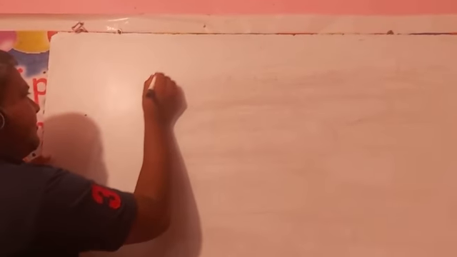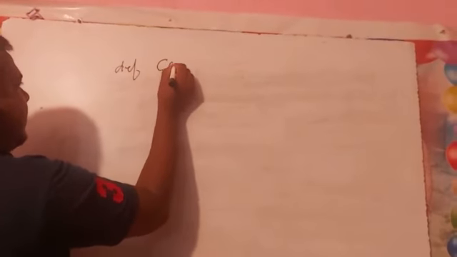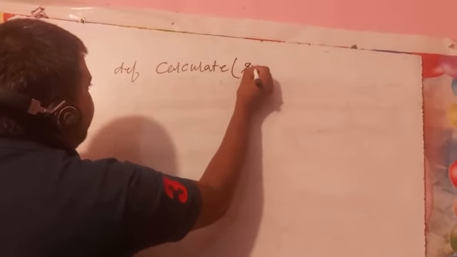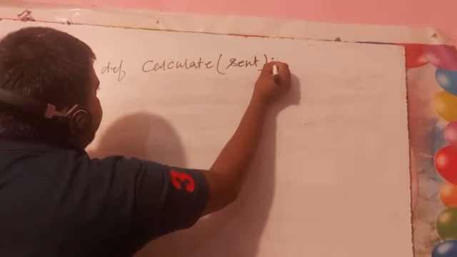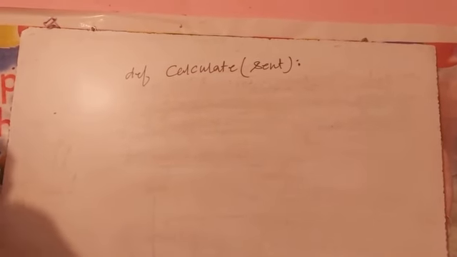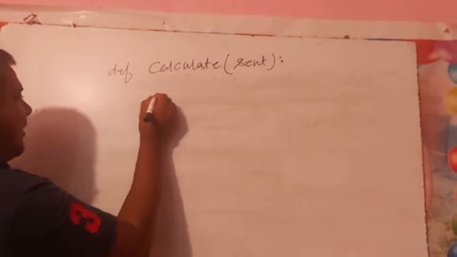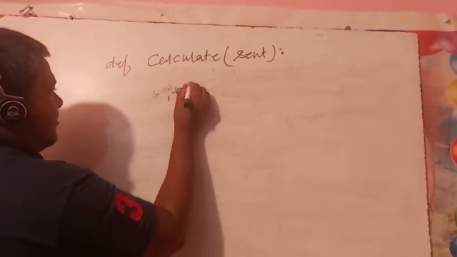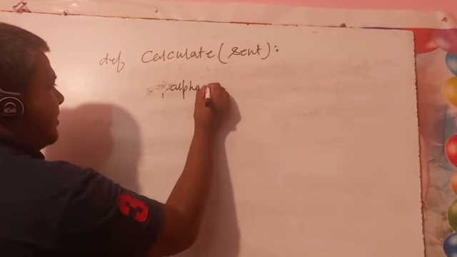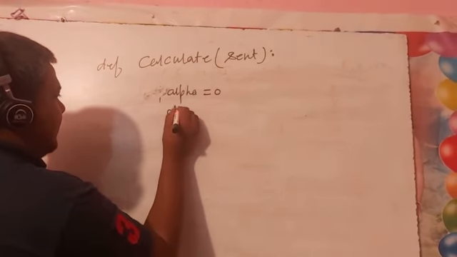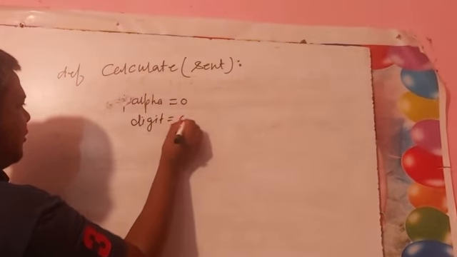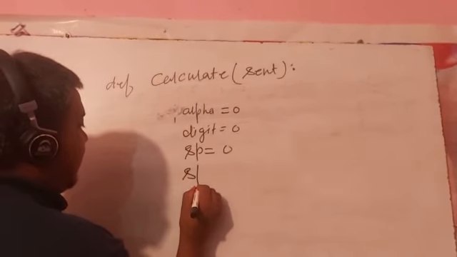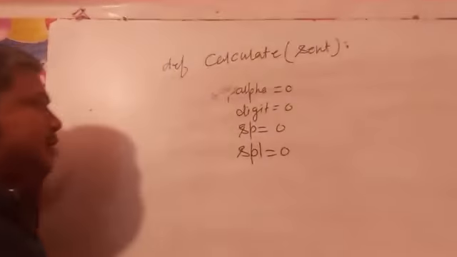I will write here a function definition, calculate, and in that I will pass sentence, colon. So what do we have to calculate? We have to calculate alphabets. Alpha is equal to 0. I have to calculate digit is equal to 0. I have to calculate space is equal to 0. I have to calculate special is equal to 0.